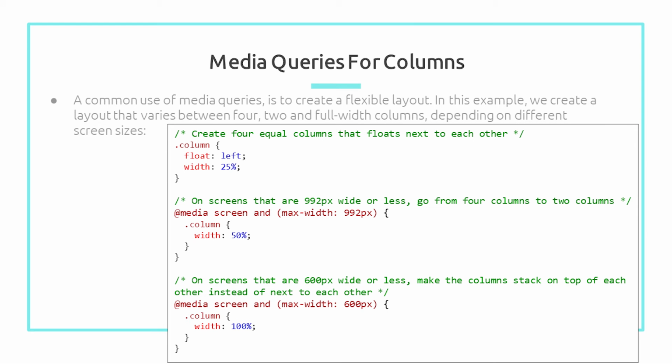Media queries for columns. A common use of media queries is to create a flexible layout. In this example, we create a layout that varies between 4, 2 and full-width columns, depending on different screen sizes. Create 4 equal columns that float next to each other. On screens that are 992 pixels wide or less, go from 4 columns to 2 columns. On screens that are 600 pixels wide or less, make the columns stack on top of each other instead of next to each other.